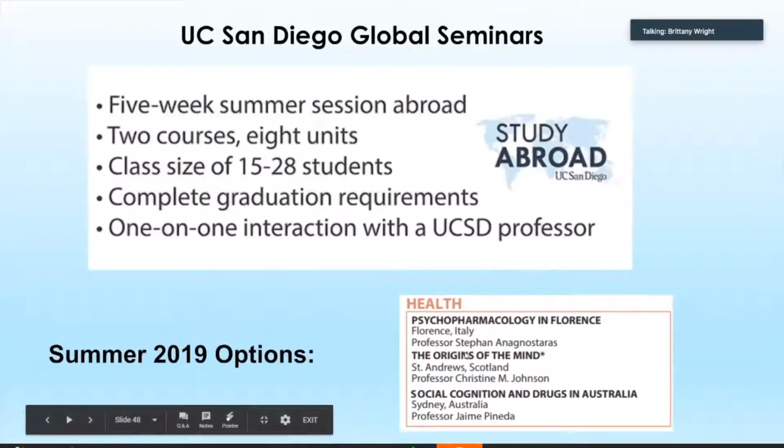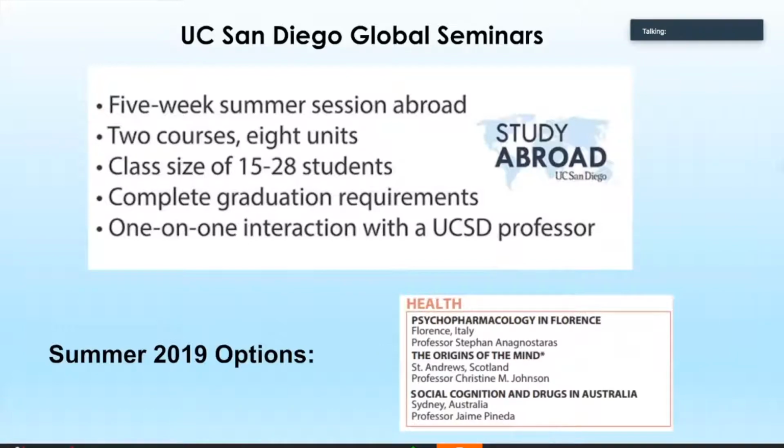They are the psychopharmacology in Florence, origins of the mind in Scotland, and social cognition and drugs in Australia. So these ones, if you go to the study abroad page, you can see which courses they'll get pre-approved for, but they're probably going to be more like biological science or medical social science electives. If you're trying to knock out study abroad and field experience, you probably want to wait for another year of an opportunity to come up.